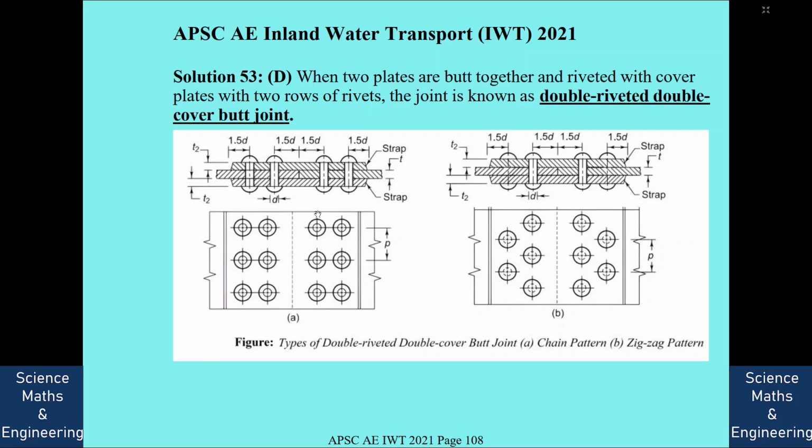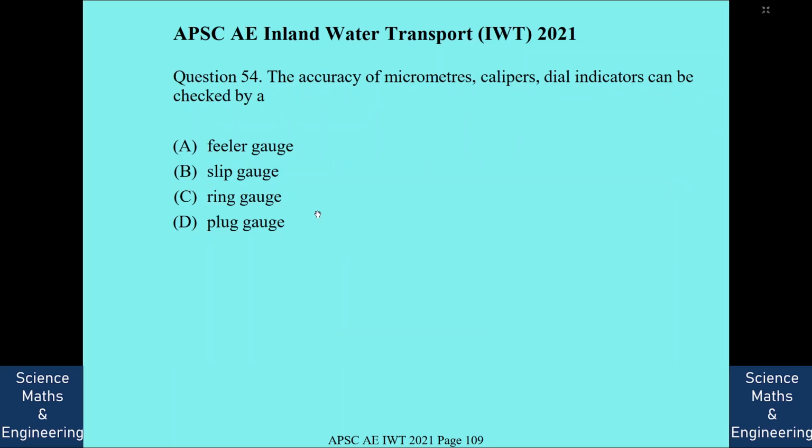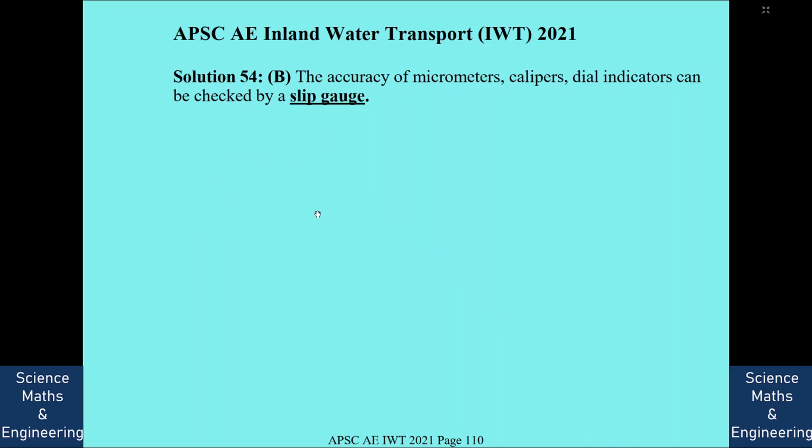Okay, next. The accuracy of micrometers, calipers, dial indicators can be checked by A, feeler gauge, B, slip gauge, C, ring gauge, or D, plug gauge. So the answer is they can be checked by slip gauges.